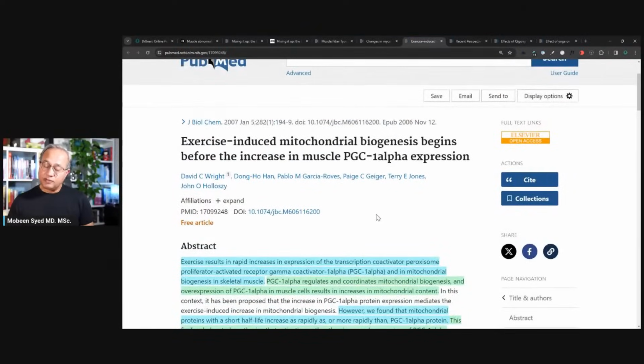Then exercise-induced mitochondrial biogenesis begins before the increase in muscle PGC1 alpha expression. This is a very important topic. So please, it's a slightly different topic from the previous discussion. What this topic is saying is that when we do exercises, the number of mitochondria increase in our muscle fibers, muscle cells.